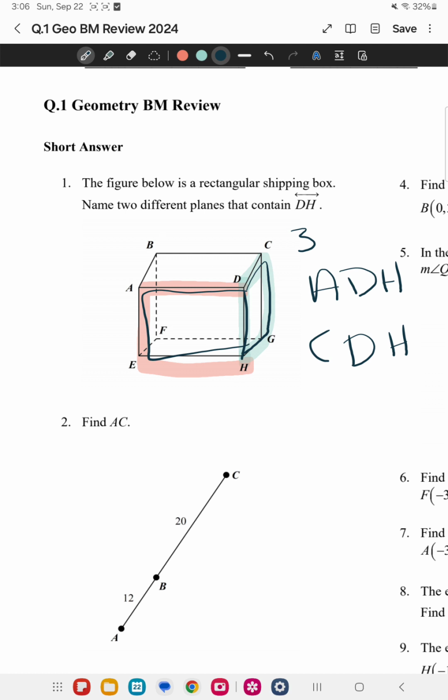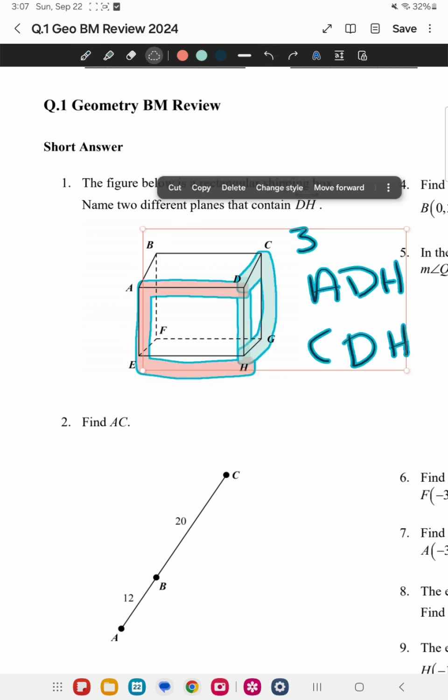Okay, so let's look at number 2. Number 2 says to find AC. Well, one part of AC is 12, so let's get our pen out. One part of AC is 12, the other part is 20. The whole is 20 plus 12, so we're going to have 32. And again, forgive my handwriting. It is not the easiest thing to write on. So we have 32.